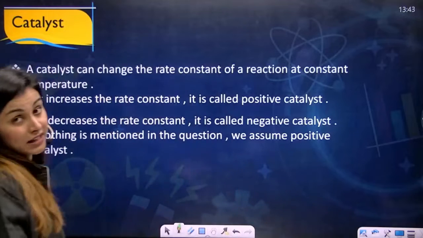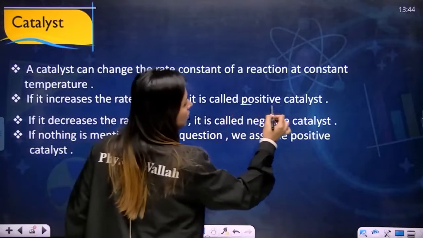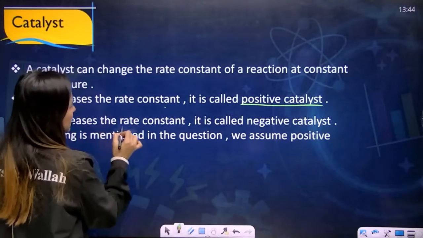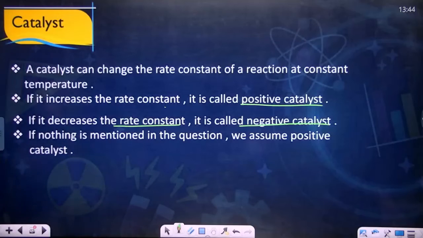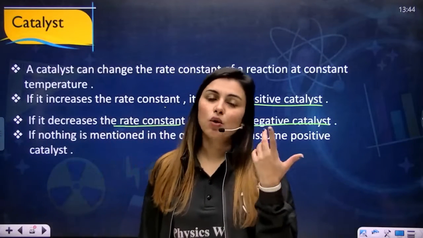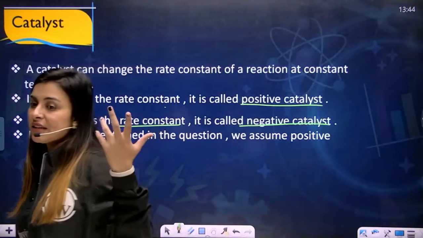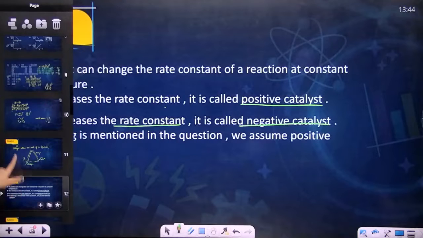It can increase, it can decrease. If it increases the rate constant, it is called a positive catalyst. If it decreases the rate constant, it is called a negative catalyst. If nothing is mentioned in the question, we assume that it is a positive catalyst. Always consider a positive catalyst if it is not mentioned that it is a negative catalyst. Okay, perfect. Let's move forward.